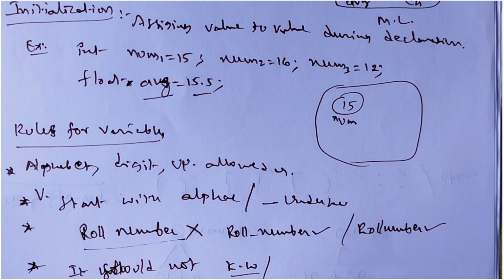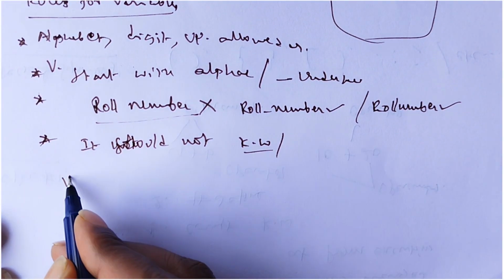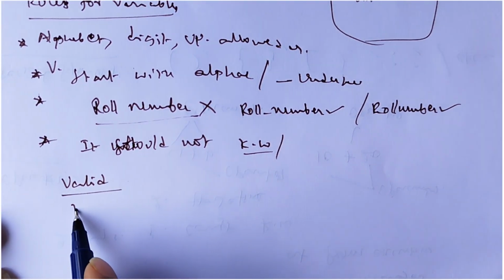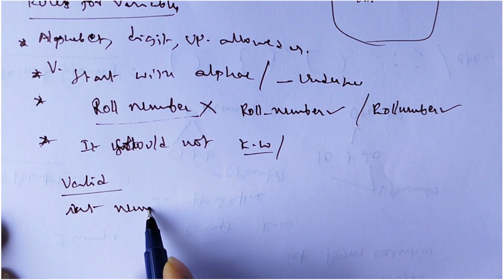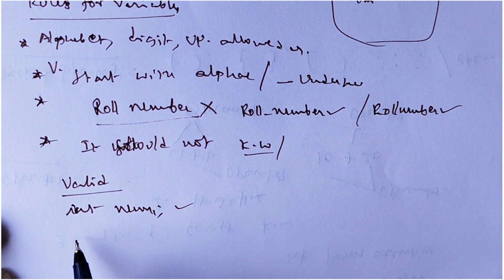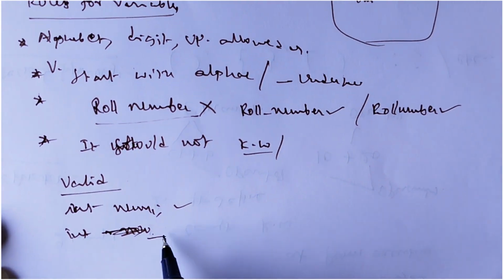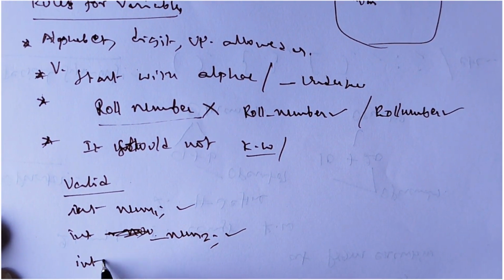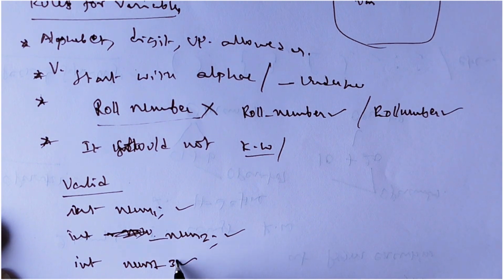Okay, generally what are the valid variables? For example, I am declaring int num1. It is correct. Int underscore num2 is also valid. Int num underscore 3 is also valid.